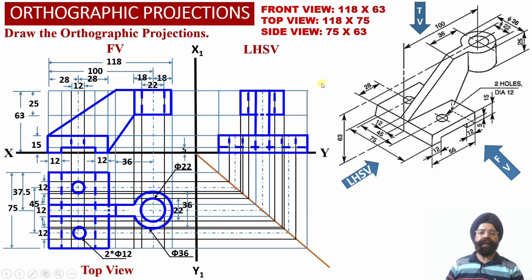So this way we have been able to complete the front view orthographic projections, the top view orthographic projections and the left hand side view orthographic projections corresponding to an engineering object for which we had been provided with a 3D isometric projection revealing the constructional details of the object.